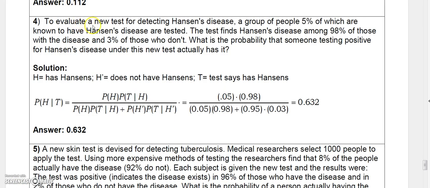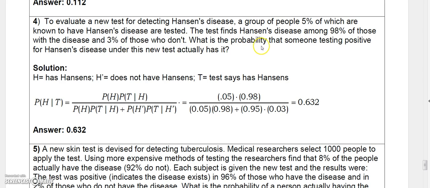So here, to evaluate a new test for detecting Hansen's disease, a group of people, 5% of which are known to have the disease, are tested. The test finds Hansen's disease among 98% of those with the disease, and it finds the disease on 3% of those who don't. So in other words, the test is positive on 98% of those with the disease, and it's positive on 3% of those who don't have the disease.